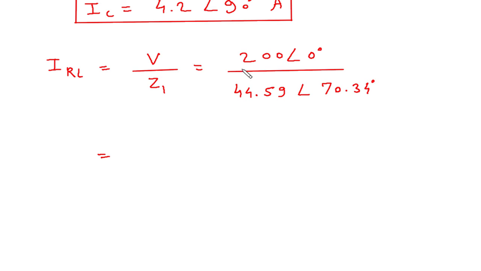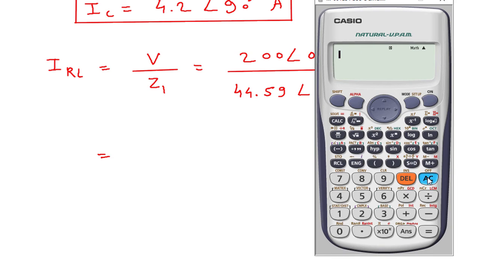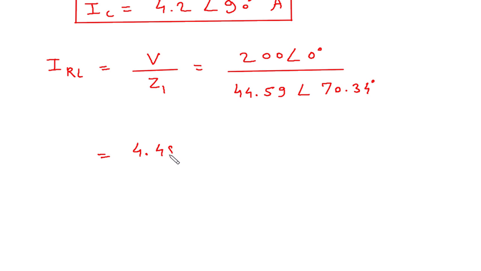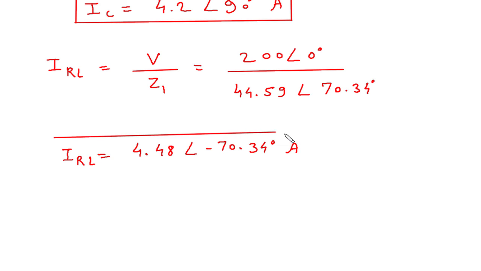Now if we simplify this, it will be 200 divided by 44.59, which is 4.48 at an angle of 0 degree minus 70.34. So it will be minus 70.34 degree and its unit will be ampere. So this is the value of IRL.